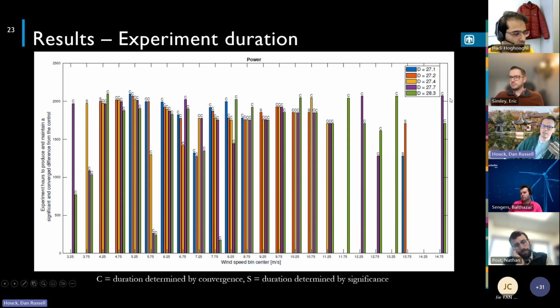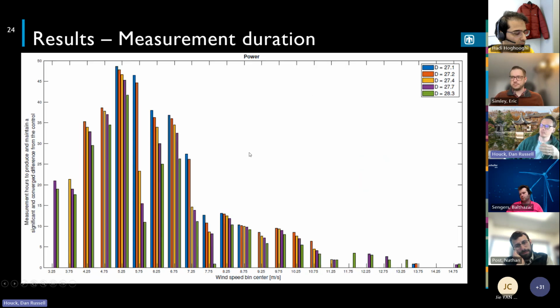But that's because I think it's like 80% of the week you're not actually measuring. You're missing a ton of data. But if you just ran the experiment and you just want to know how many measurement hours you would need, it's a lot less, right? Fewer than 50 for all of these. And this much better follows the pattern that we expect, that the smallest rotors require a little bit more time than the bigger rotors.